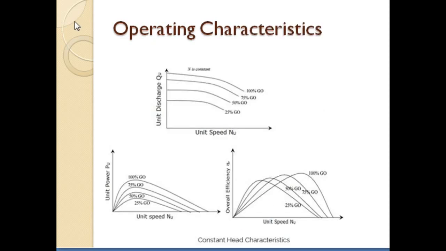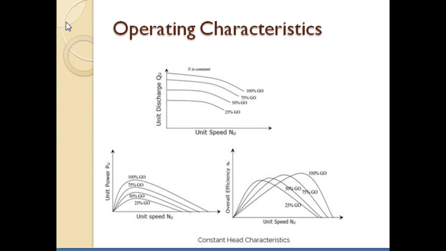After completing the experiment, we will get the variables as unit speed, unit discharge, unit power, and overall efficiency. We plot graphs with unit speed along the x-axis and discharge, power, and efficiency separately on the y-axis. From the first curve, we can see discharge versus speed.